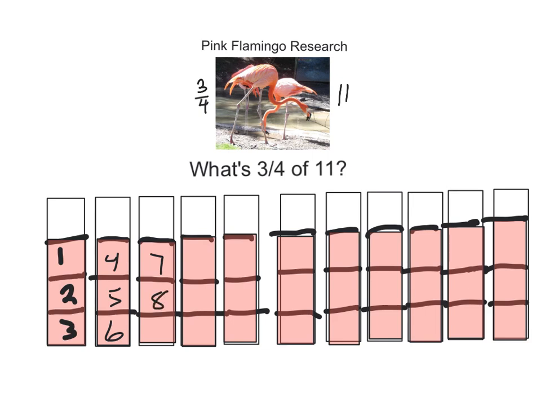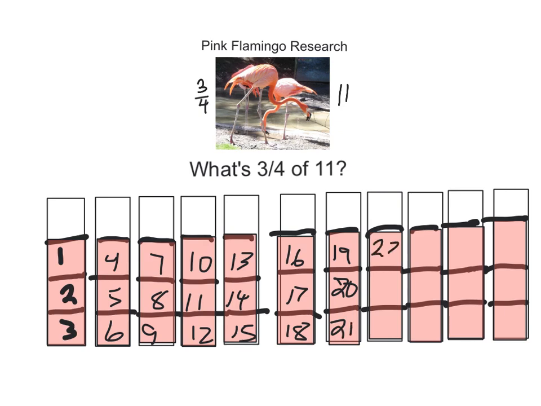7, 8, 9, 10, 11, 12, 13, 14, 15, 16, 17, 18, 19, 20, 21. Holy cow, there's a bunch. 22, 23, 24. That's a sloppy 23, but trust me, it's a 3. And then 25 up here.